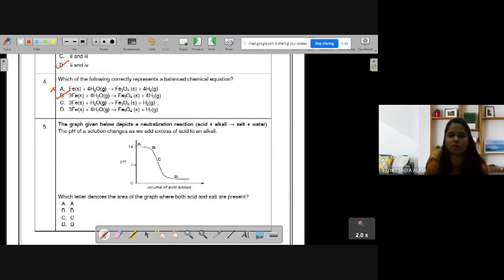Hydrogen is 2, but oxygen is not balanced because on the right hand side there are 4 atoms of oxygen and the left side has 1 atom only. So C is not balanced. Let us complete with D.